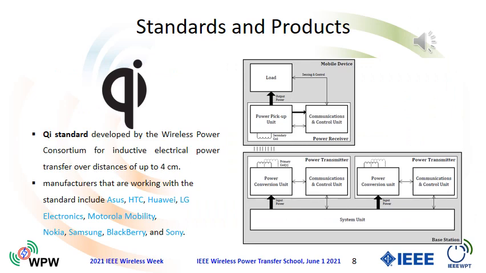Standards and products. There are two different types of standards. The first is called the Qi standard and the second one is called the Ki standard, for cordless kitchen. We hope that standards can be created to enable safe and more convenient applications. The Qi standard has been developed by the Wireless Power Consortium for inductive coupling of power over distances of up to 4 cm. Some of the manufacturers working with the standard are HTC, LG, Nokia, Samsung, and others.